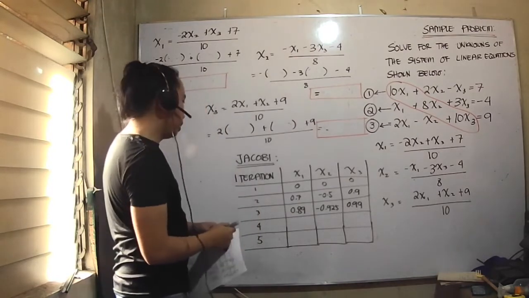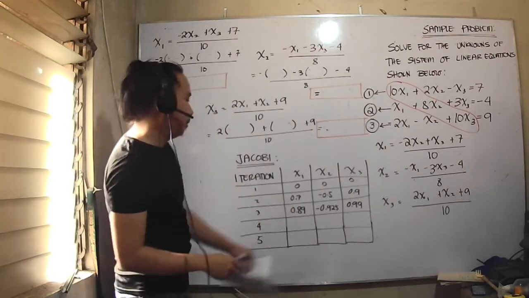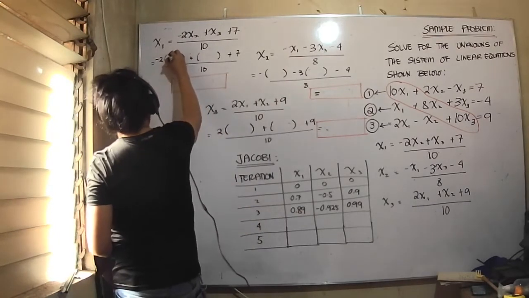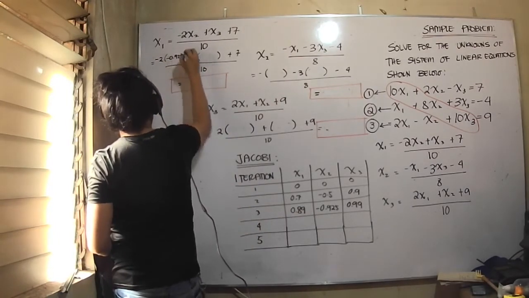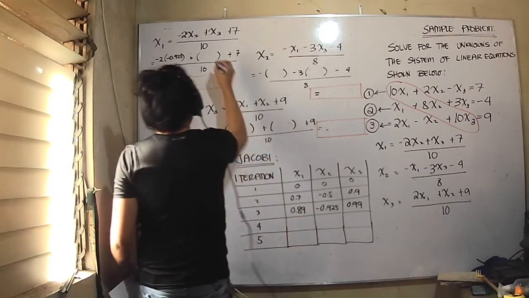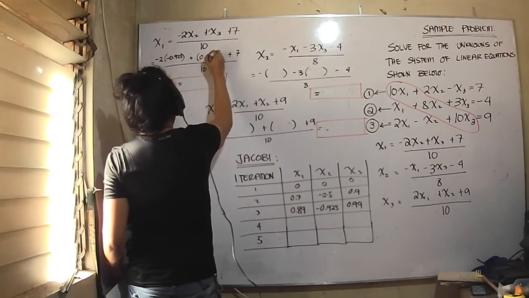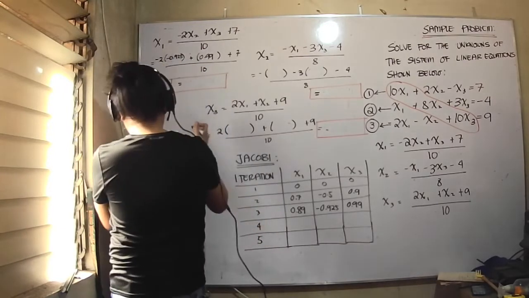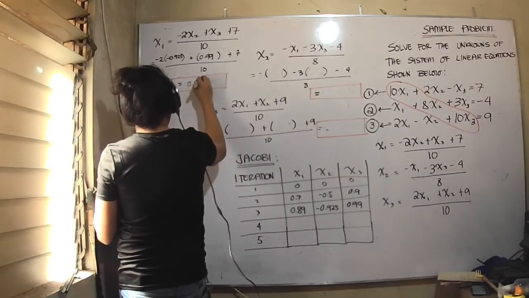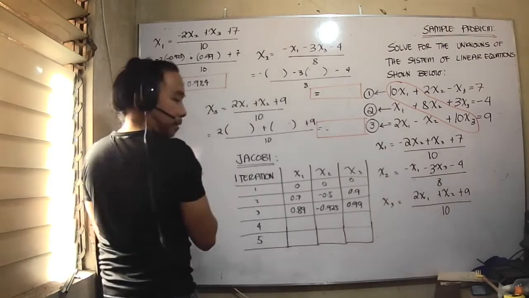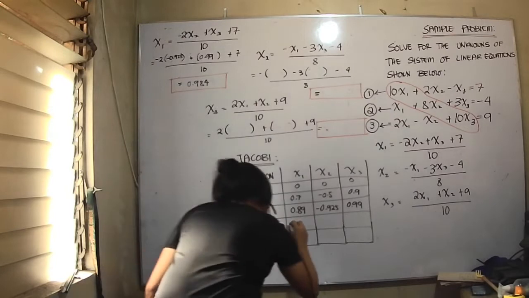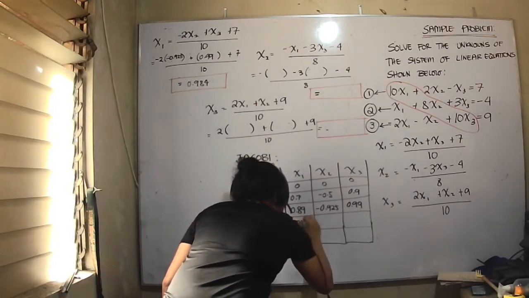For x1, solving for x1 we use all of this. We have x2 negative 0.925, okay? 0.99. We get from this 0.984. Okay? You can follow 0.984.